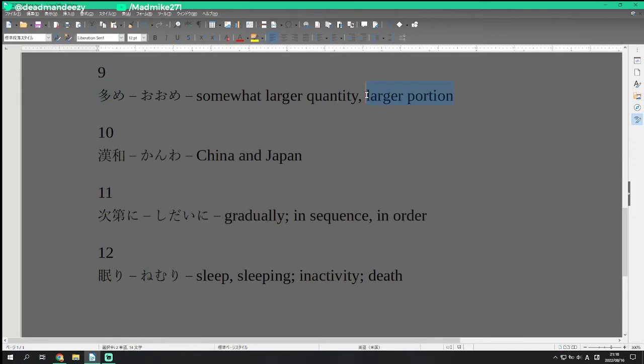The ome is the somewhat larger quantity or the larger side than the other side. Ome is the larger quantity or larger amount.